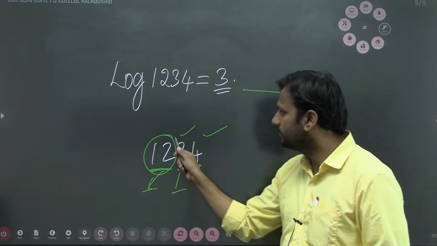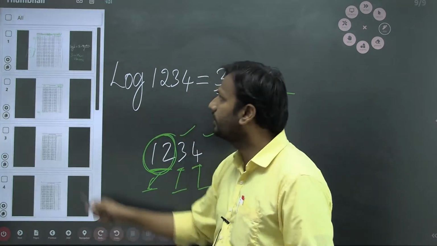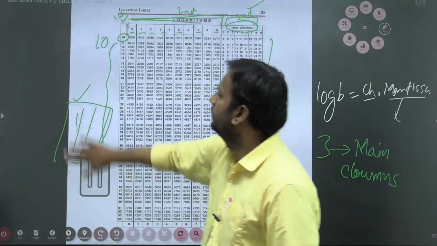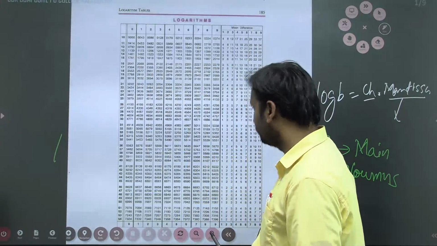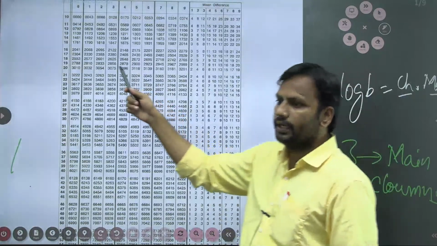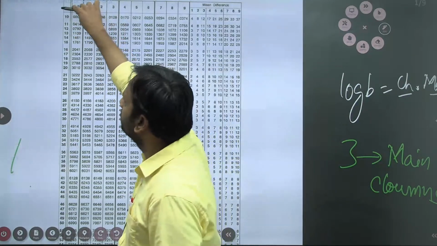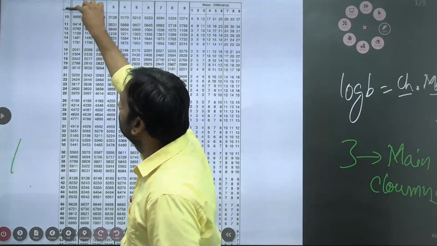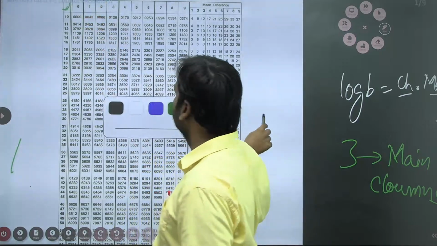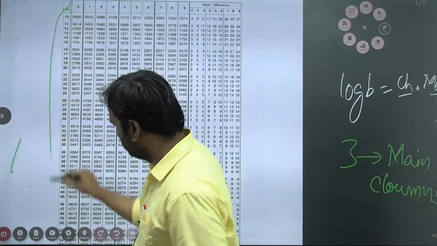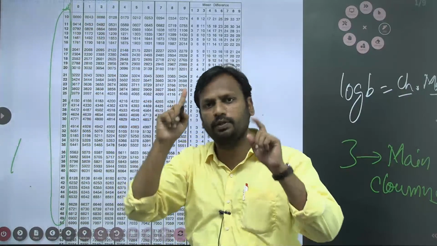So this 12, I should look in the log table, students. This 12 I should look in the log table, that too in the first main column, right? This is the first main column, students. The first main column has only one column.